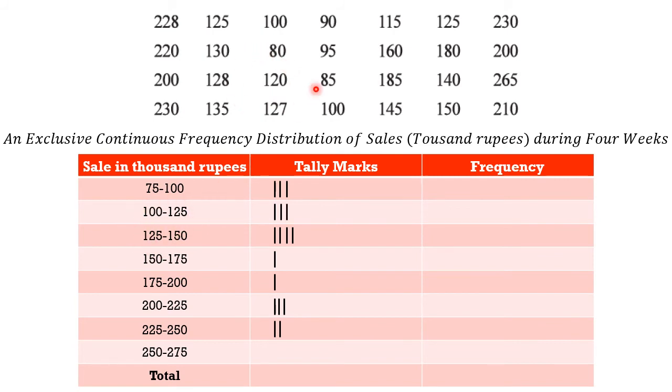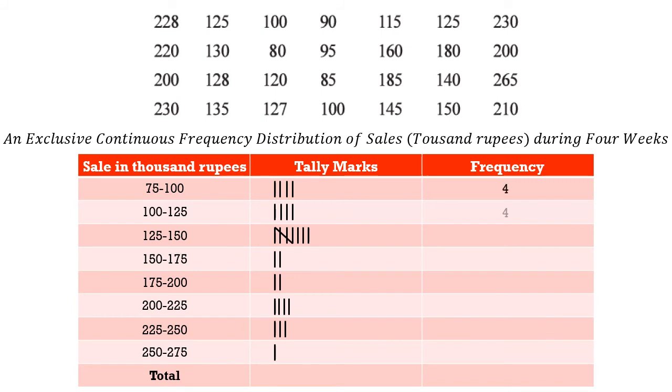128 will be 125 to 150, my mistake earlier, 120 will be 100 to 125, 85 will be 75 to 100, 185 will be 175 to 200, 140 will be 125 to 150, the diagonal bar. Next is 265, so it will be in the last. Then 230, 225 to 250, 135 will be 125 to 150, 127 will be the same, 100, then 145, 125 to 150, 150 will be 150 to 175, and last 210. Okay, so with this our telemarking ends.